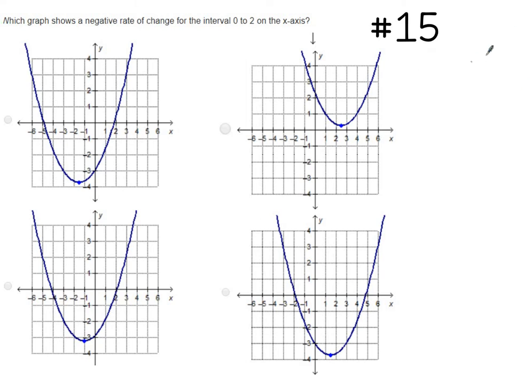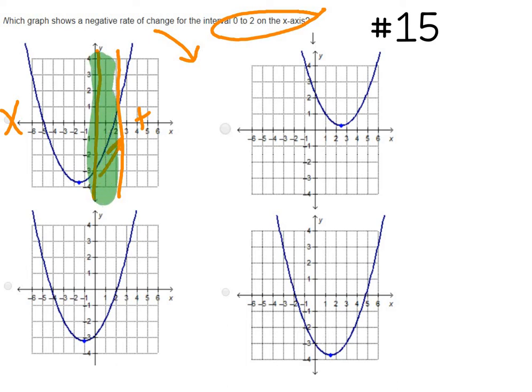Same thing on number 15, which one shows a negative rate of change? Remember, negative means that the graph is decreasing in some way from 0 to 2. For example, if I look at just from 0 to 2 here, the graph is going up, so this one has a positive rate of change, so that would not be correct. So again, look at that piece right here on the graph from 0 to 2 and see which one of those graphs will have a negative rate of change, being a negative slope.